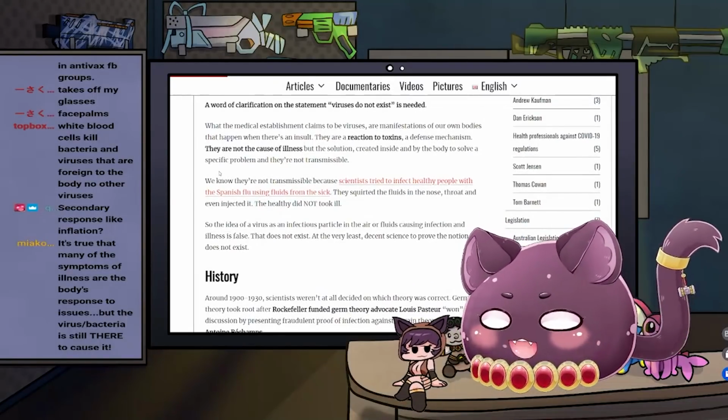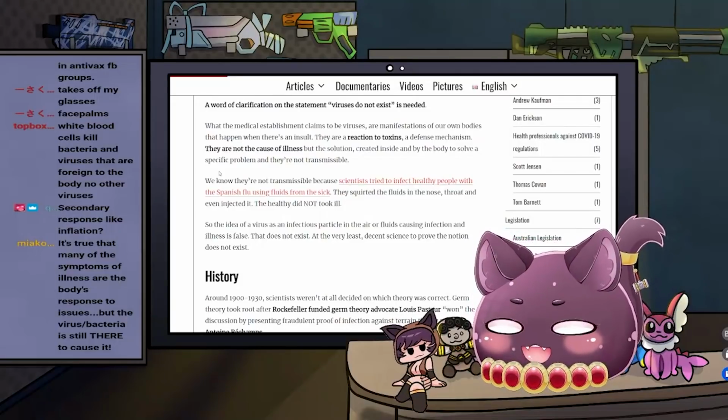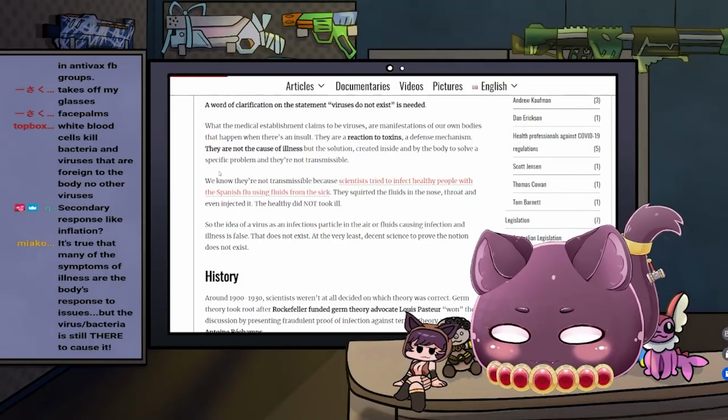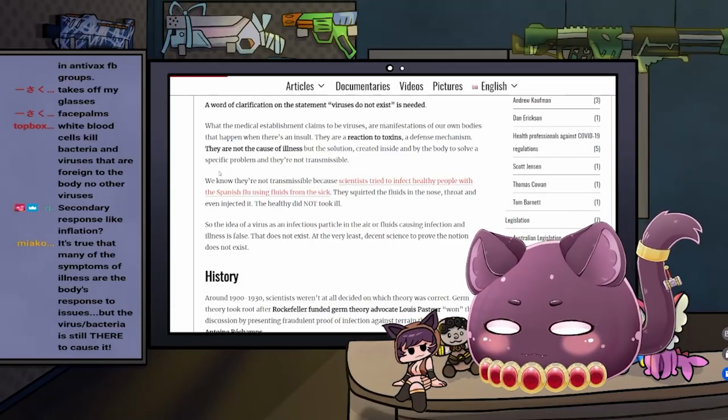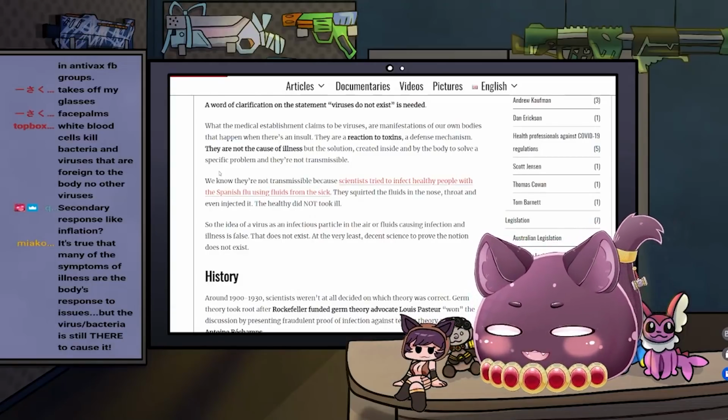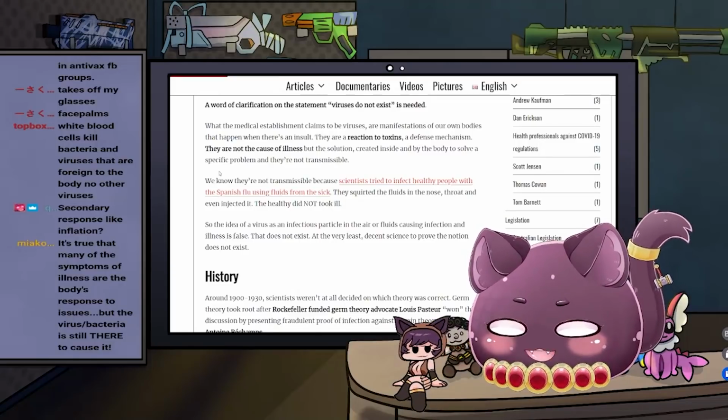We know they're not transmissible because scientists tried to infect healthy people with the Spanish flu using fluids from the sick. They squirted fluids in the nose, throat, and even injected it. The healthy did not take ill.